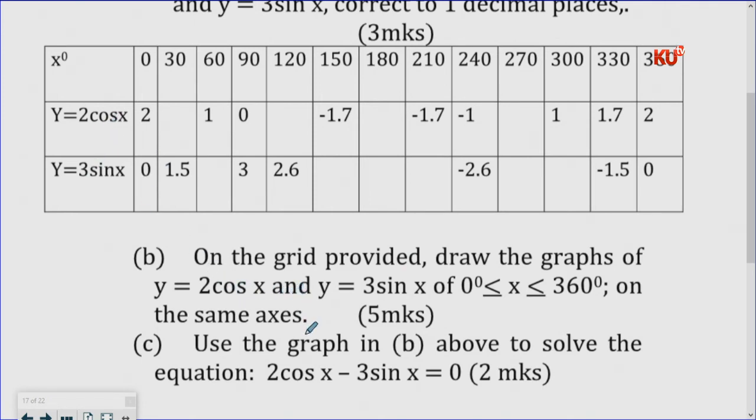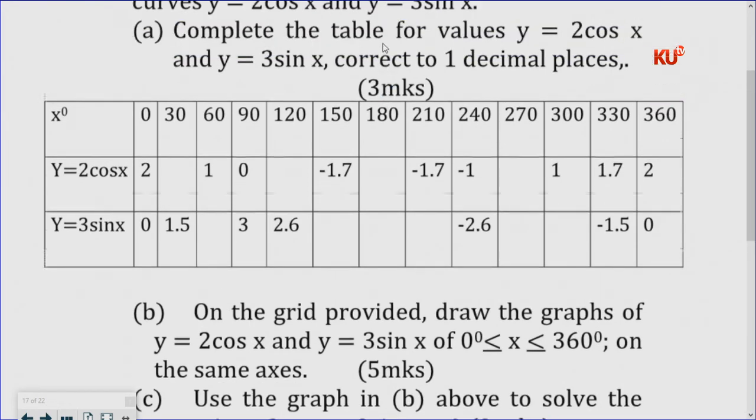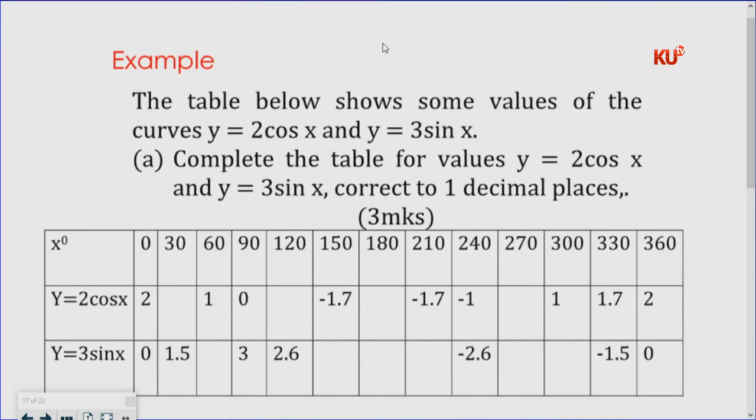Then finally, we shall be using the graph to solve this particular equation, 2 cos x minus 3 sin x is equal to 0. So if you look at this, 2 plus 5, that is 7, 7 plus 3, you get 10 marks. And these are the questions that you should be expecting to encounter in any given exam in mathematics. 10 marks. These are questions from section 2.